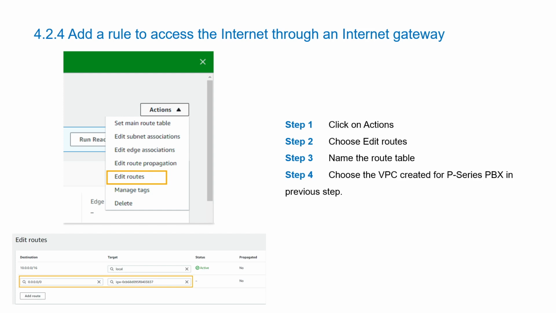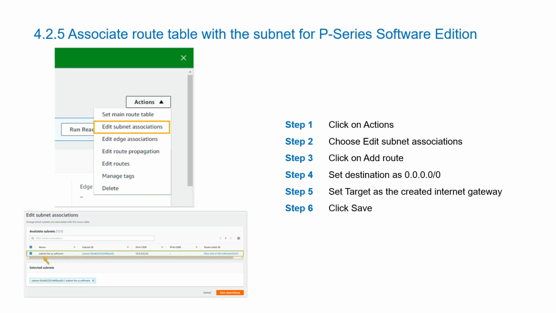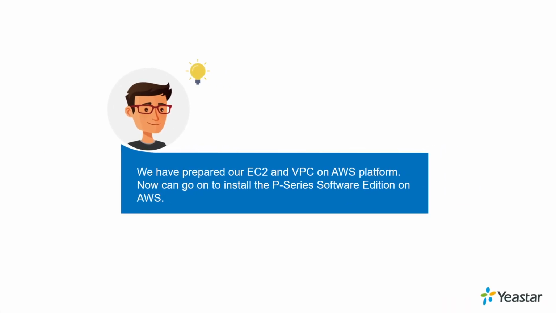All right, we already got the route table. Then we just need to set a couple of routes there. So we add these particular routes. Now, keep going. Once we figure out the route settings, then we need to associate this route table with the subnet for the P-Series Software Edition. Just make sure they're all connected, they're all associated with each other. Then, that's it. So this is how we prepared this VPC on the EC2 on the AWS platform.